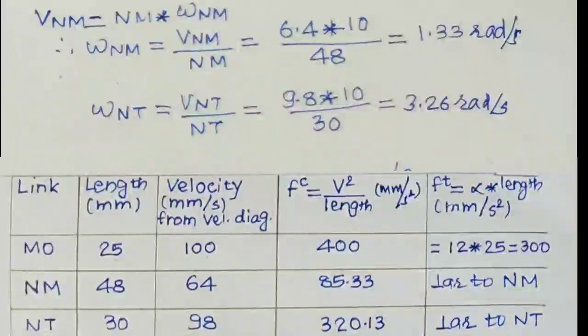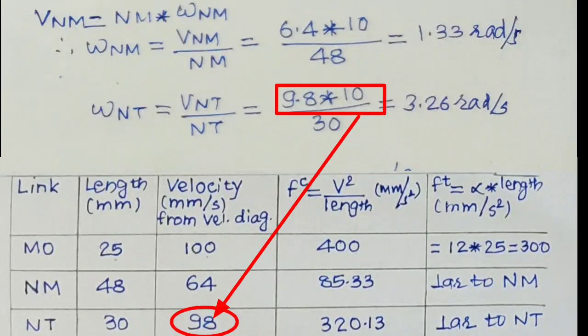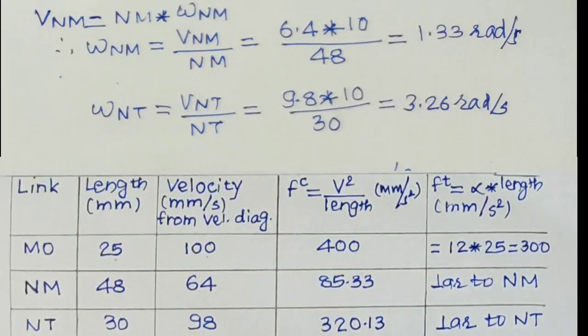Now for link NT, the length is 30 mm and velocity can be seen from omega NT formula, that is VNT by NT. The numerator VNT 9.8 into 10 equal to 98. Now centripetal component of acceleration for link NT is equal to V square by R. R is nothing but link length, that is 98 square upon link length 30. It will come 320.13 mm per second square. The tangential component of acceleration magnitude, right now we don't have it, but we know the direction which is perpendicular to link NT.